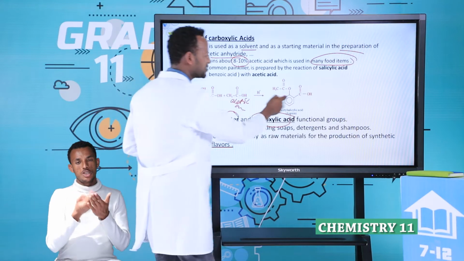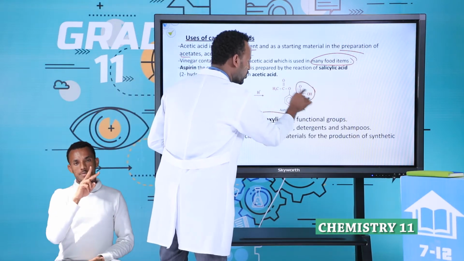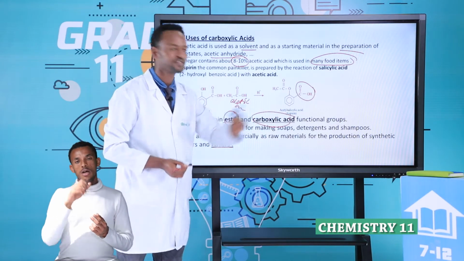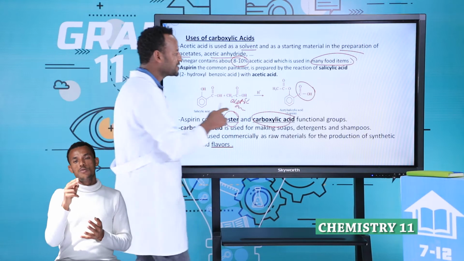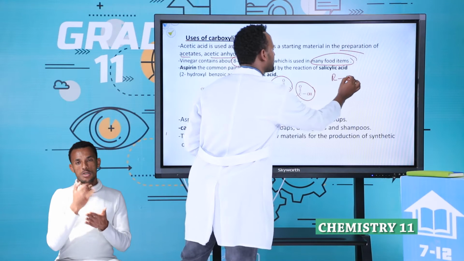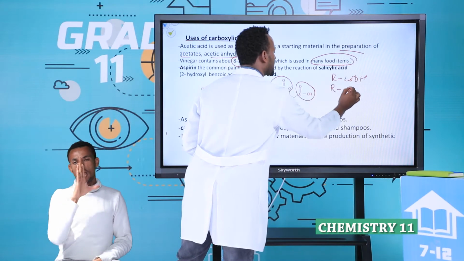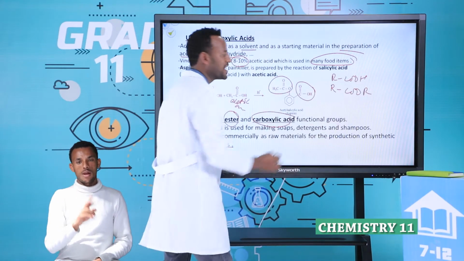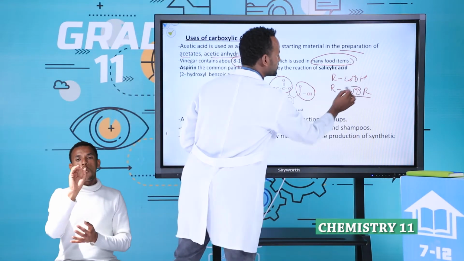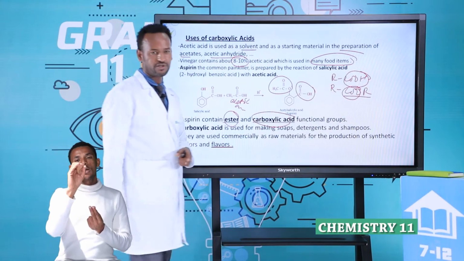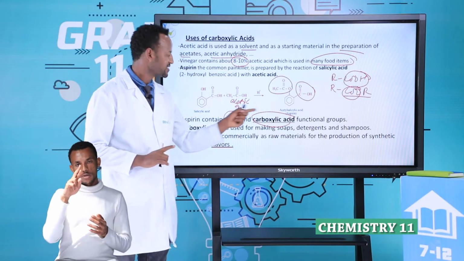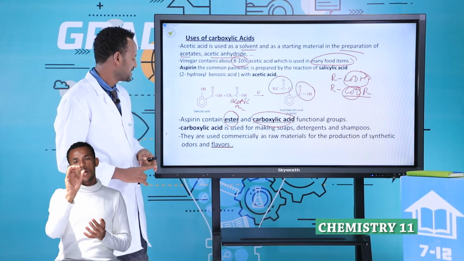By the way, this is aspirin. Look, the functional group is COOH. COOH is carboxylic acid. Therefore, aspirin contains the COOH functional group. Again, look at this one: RCOOH and RCOOR. This one is ester. Ester contains the COO functional group. Therefore, aspirin contains ester and carboxylic acid functional groups.